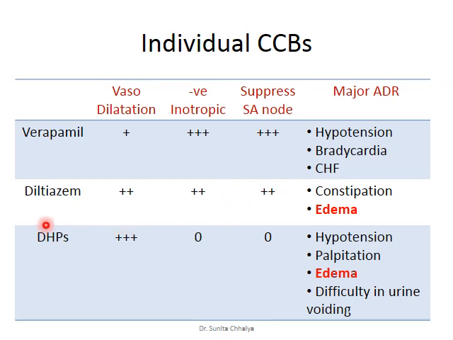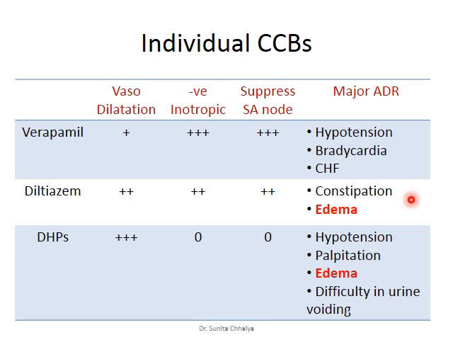While dihydropyridine derivatives, their primary action is on vascular smooth muscle. They produce powerful vasodilatation, and due to that reflex tachycardia is produced. So we can see that the negative inotropic effect or suppression of SN node activity is less or zero with the dihydropyridine derivatives.